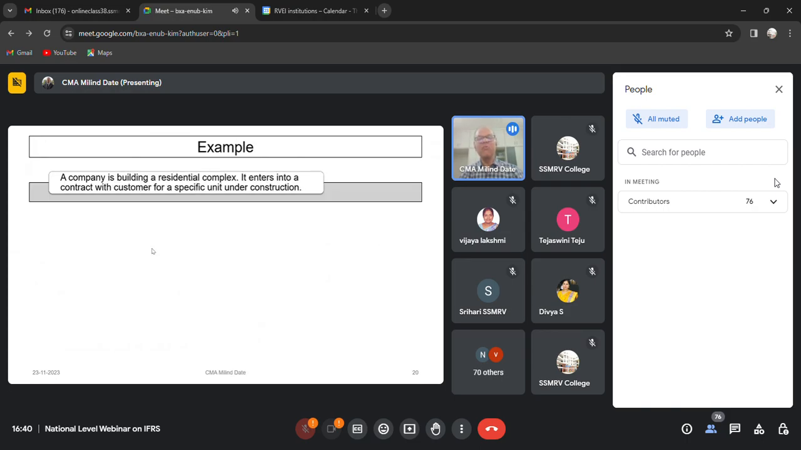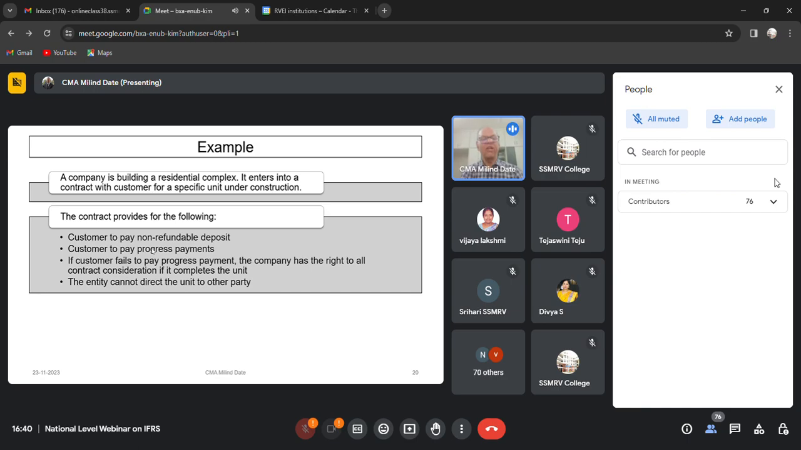A company building a residential complex enters into a contract for a specific unit under consideration: flat number 102 in building C of tower such and such. The contract provides for the following. The customer will pay a non-refundable deposit. The customer has to pay progress payments depending on the way the work is being done. And if the customer fails to pay the progress payment, the company has a right to all the contract consideration if it completes the unit, of course, not before that.